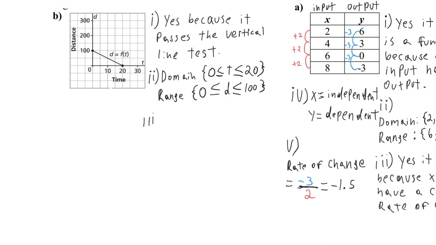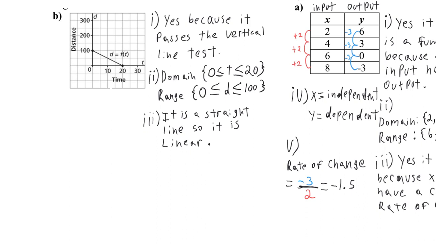So we can just say it is a straight line, so it is linear. There we go. Now, number 4, identify the dependent and the independent variables.